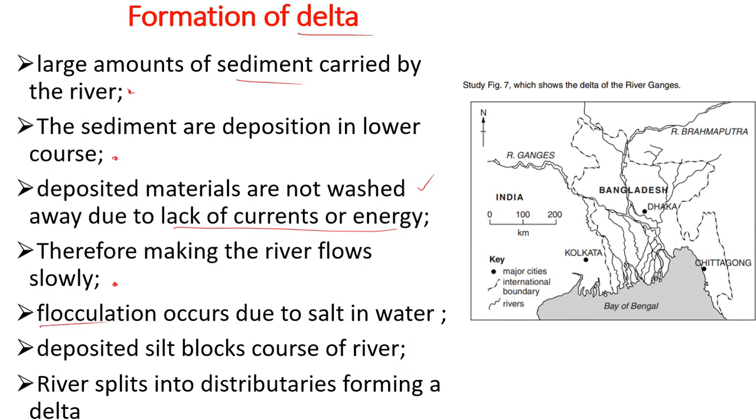Then flocculation can also occur, because most rivers flow into the ocean. The salt content will make the material also deposit. So the deposited silt blocks the course of the river. The river will now split into distributaries, forming a delta.